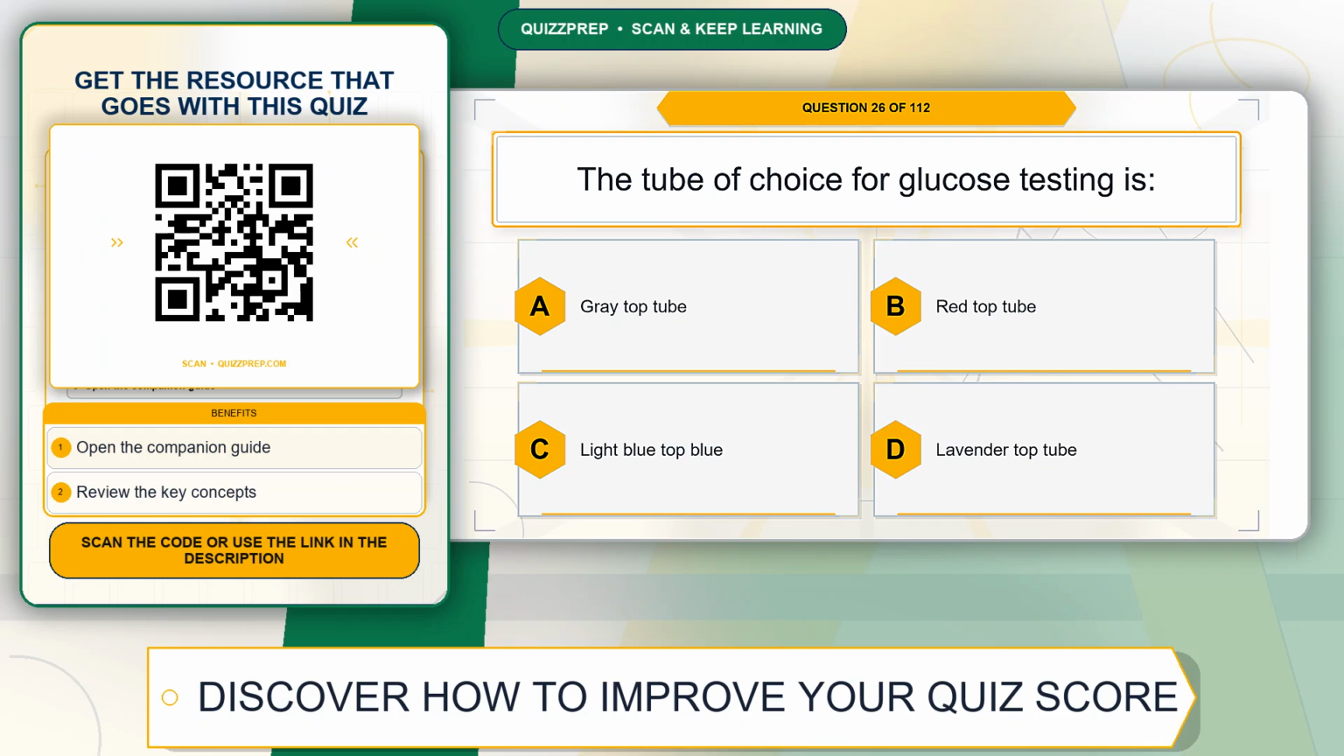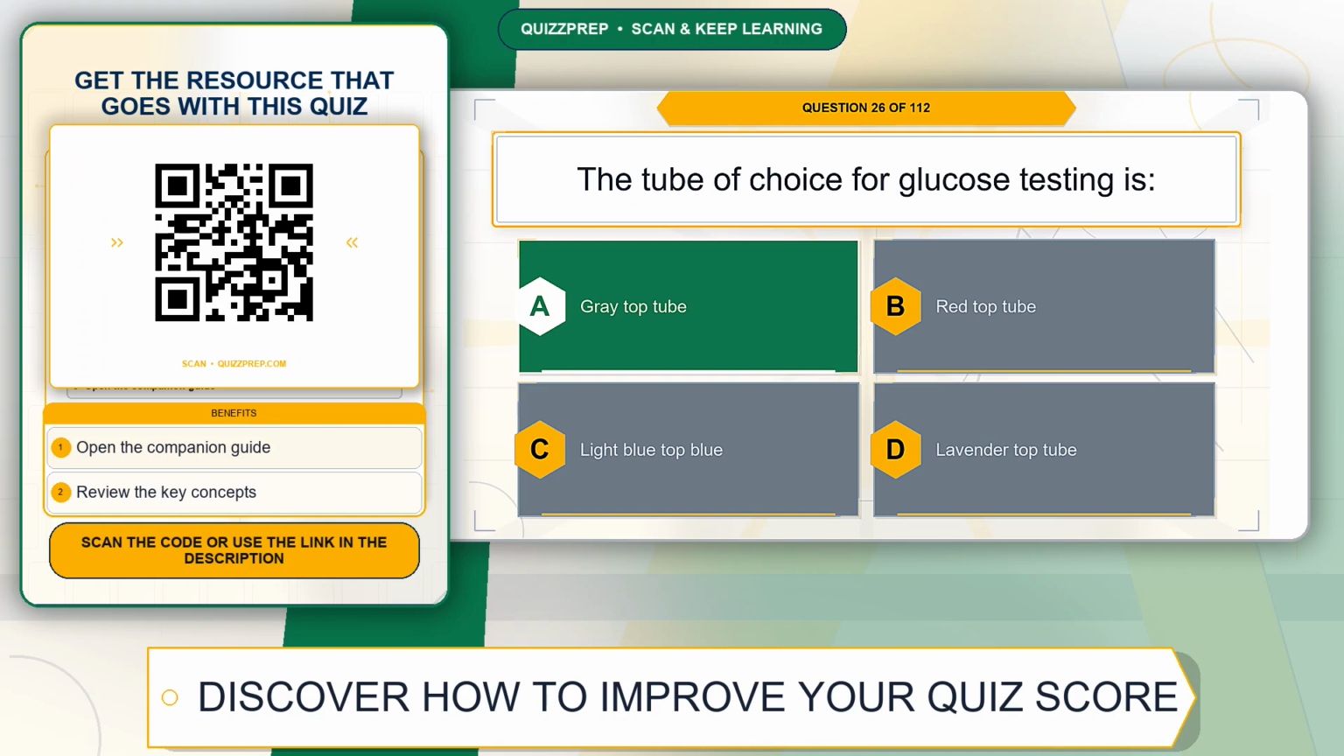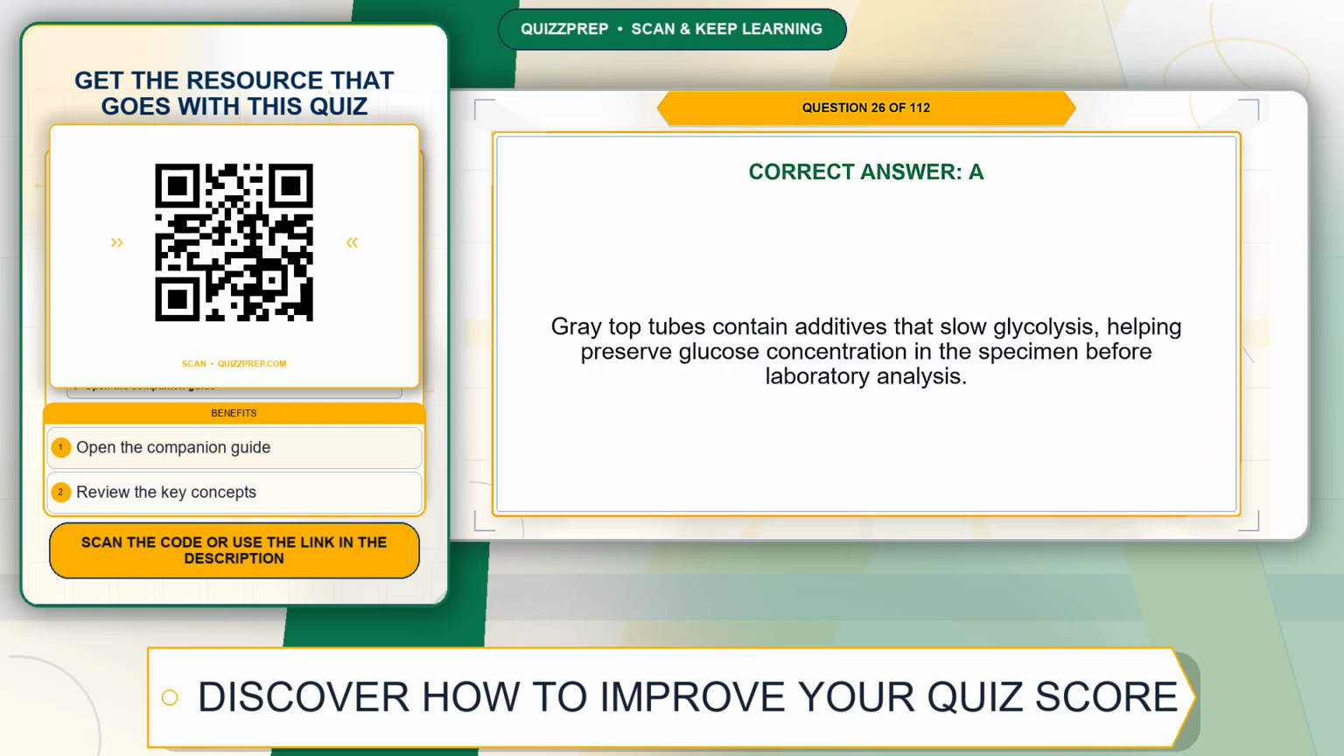Question 26. The tube of choice for glucose testing is option A, gray top tube. Option B, red top tube. Option C, light blue top tube. Option D, lavender top tube. The correct answer is option A, gray top tube. Explanation. Gray top tubes contain additives that slow glycolysis, helping preserve glucose concentration in the specimen before laboratory analysis.